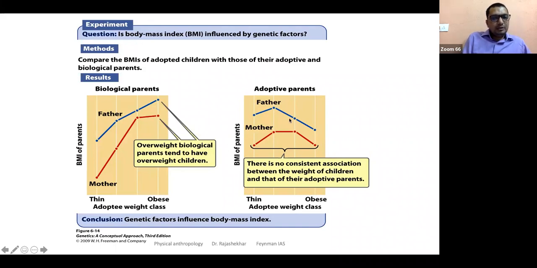Whereas if you see the same thing in adoptive parents, same thing, BMI on the y-axis and thin to obese on the x-axis, what do you notice here?